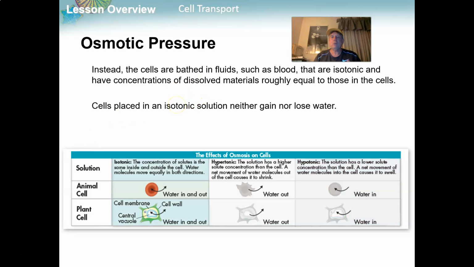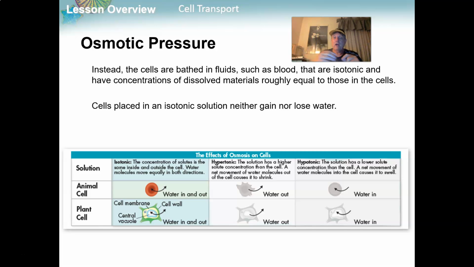Instead, cells are bathed in fluids such as blood that are isotonic. So that means there's going to be the same amount of water on the outside as there is on the inside, okay? They are isotonic. The cells are bathed in fluids such as blood that have a concentration of dissolved materials roughly equal to those in the cell. So the dissolved materials and water on the outside of the cell are equal to the dissolved materials and water on the inside of the cell.